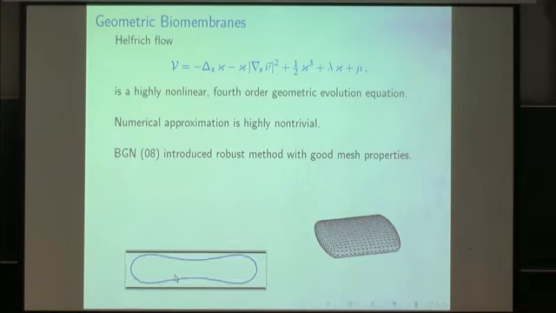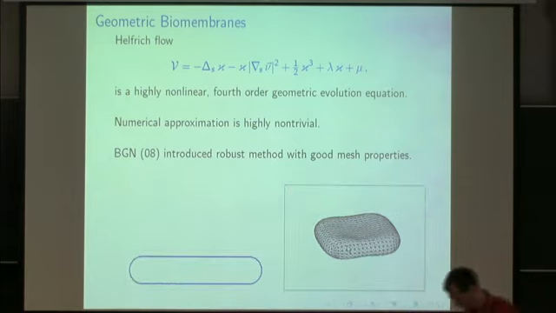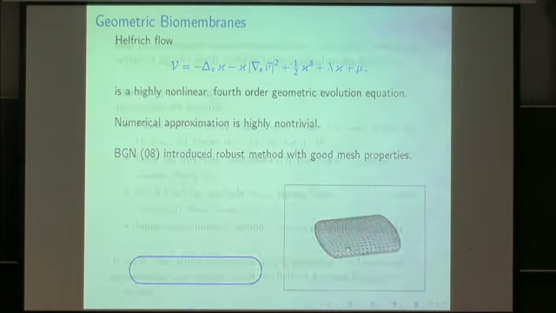That just goes to this kind of biconcave shape in 2D, and similarly in 3D. So this is a method we have developed for Helfrich flow. So again, you can see that the mesh stays nice, and you get this biconcave shape.